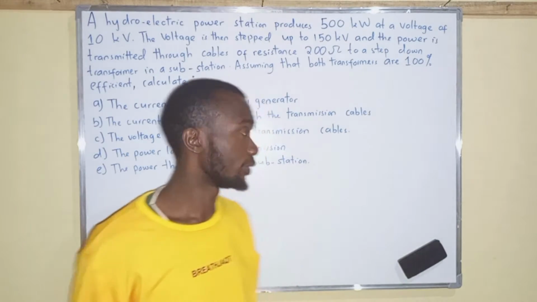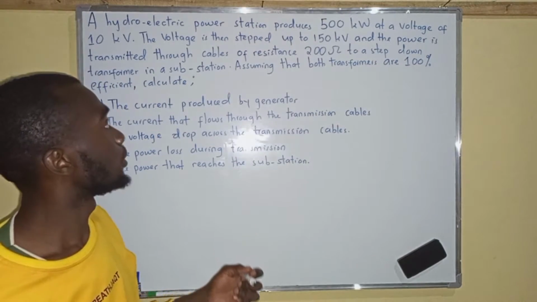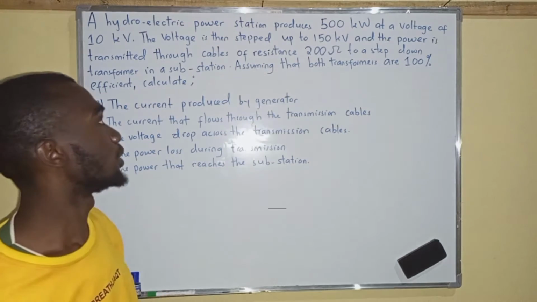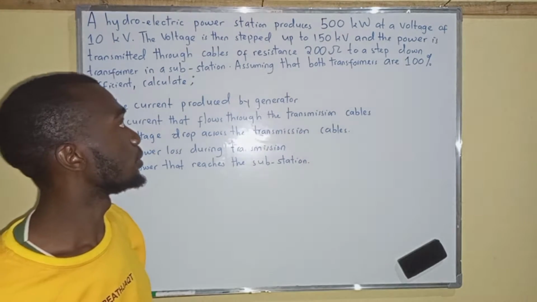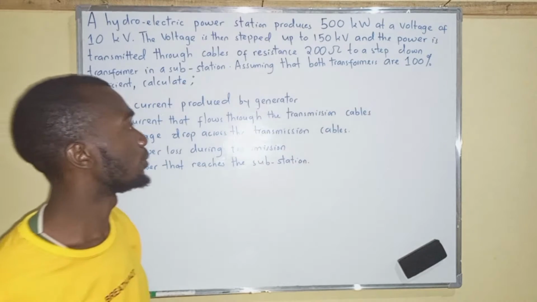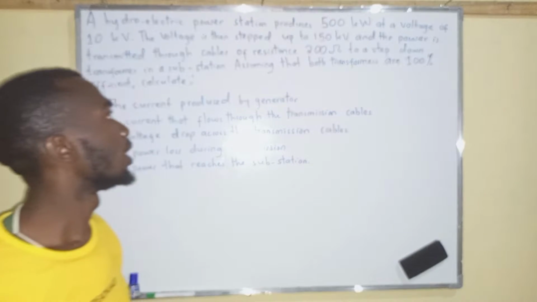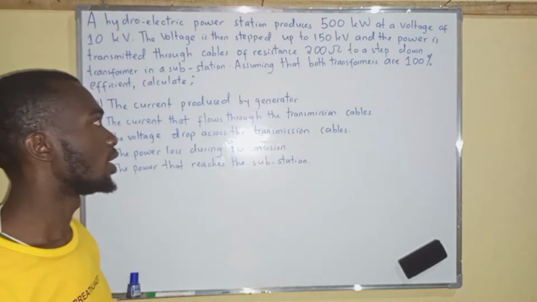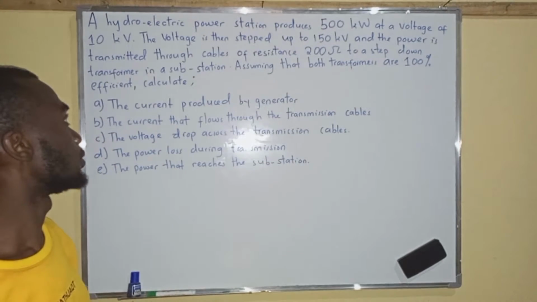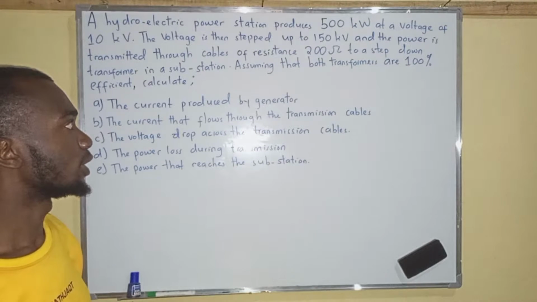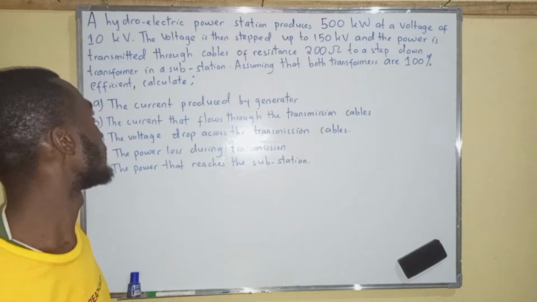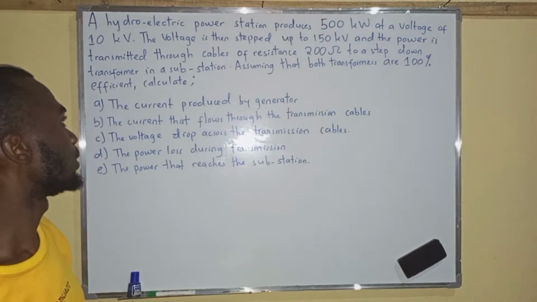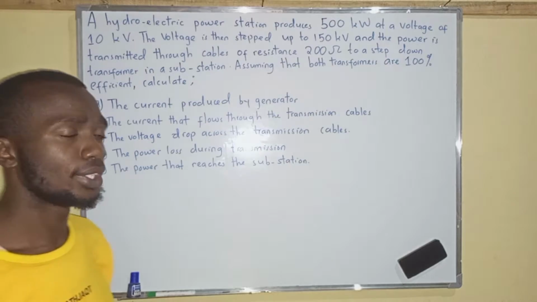The question says, a hydroelectric power station produces 500 kilowatts at a voltage of 10 kilovolts. The voltage is then stepped up to 150 kilovolts and the power is transmitted through cables of resistance 200 ohms to a step-down transformer in a substation. Assume that both transformers are 100% efficient. Calculate number one, the current produced by the generator.